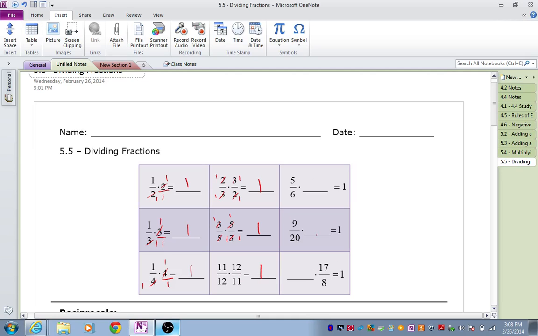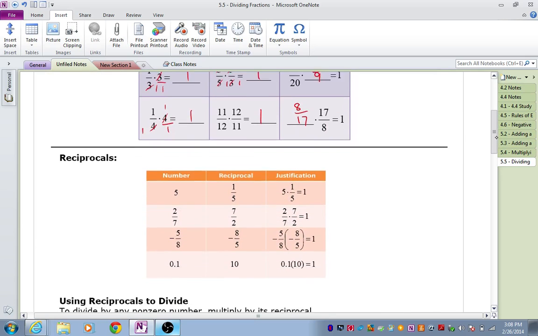So in this column, if we're trying to figure out what number goes here so that we get 1, well, we're going to flip our 5 and our 6. So it should be 6/5. 9/20 times 20 over 9 is going to give us 1. And then here, it doesn't matter that it came second, 17 over 8 times 8 over 17 is going to give us 1.